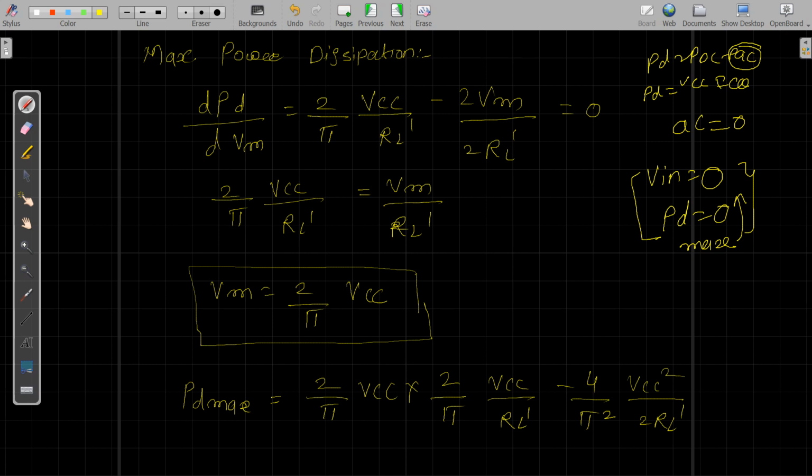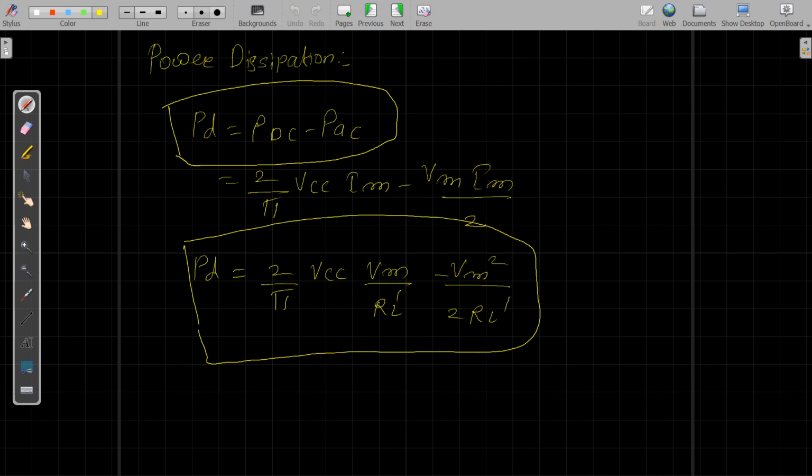But I won't get maximum power dissipation in class B if I have AC equals 0, that means input equals 0. So I want to know the maximum power dissipation for that. For that reason, what I did is I have taken the differentiation with respect to your Vm, and tried to equate it to 0.